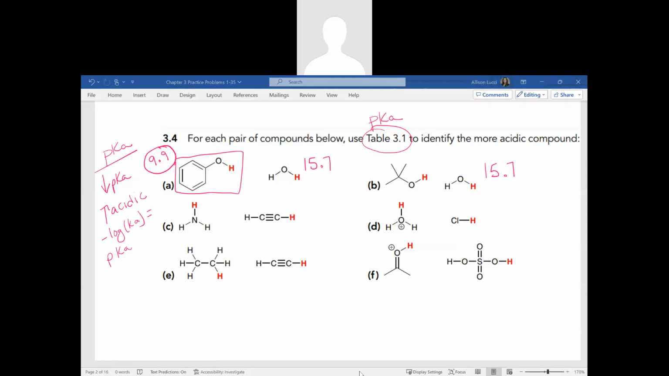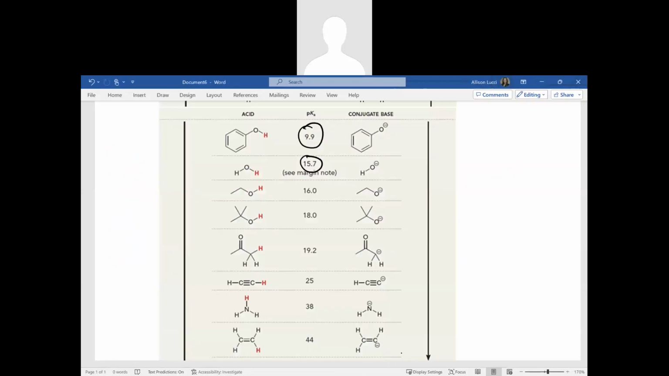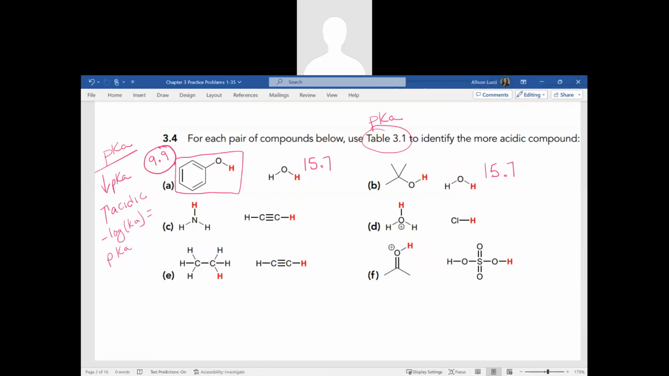Next, if we go to our table and look up tert-butyl alcohol, that's right below, about 18. So this is what we see in the next set. That is 18, so this alcohol has a higher number than water. So water would be our more acidic compound.